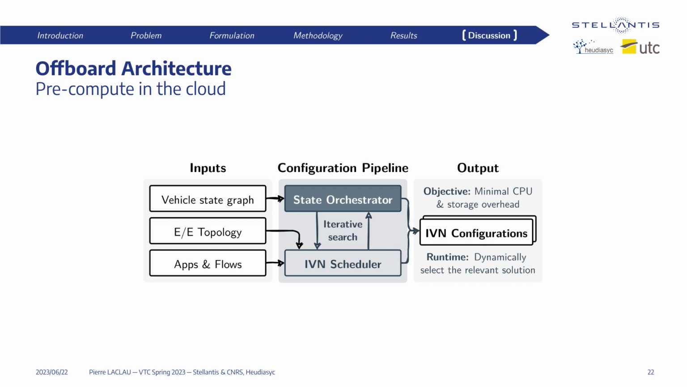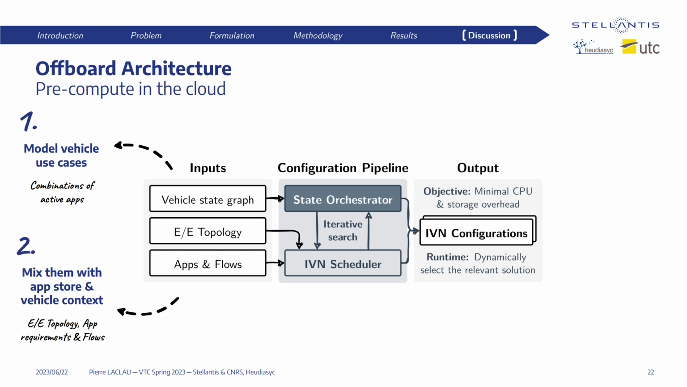So just as a quick summary of what the architecture looks like, you start with some inputs with the vehicle state graph we just defined. You define one hardware topology for one particular vehicle, and then you define the app store with flows, dependencies, and so on. Finally, we use this state orchestrator, which is basically our clustering algorithm, and we iteratively call the scheduler to generate the configurations. Once it's ready, you download them to the vehicle, and then it's going to simply select from the pre-computed and stored configurations the one that needs to be active based on what the user wants, if he wants to launch Netflix or give priority to ADAS functions instead, and so on. So he basically chooses and the vehicle applies.